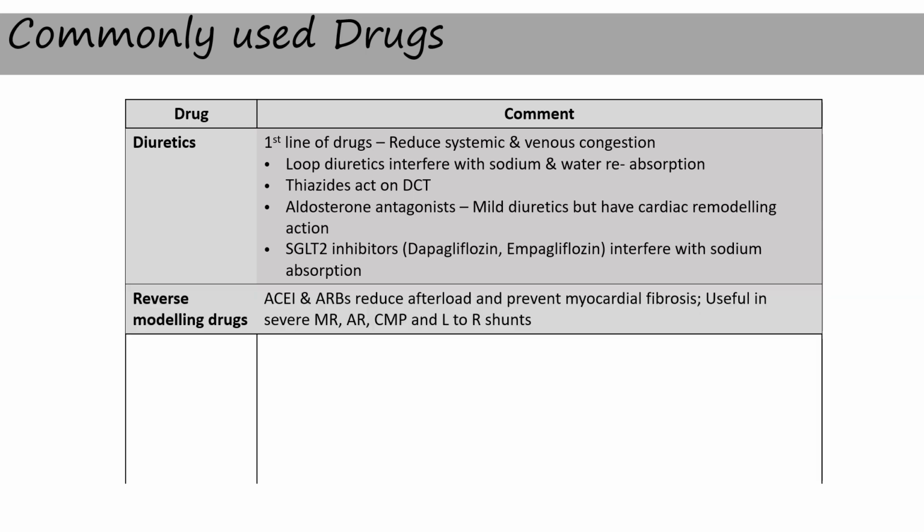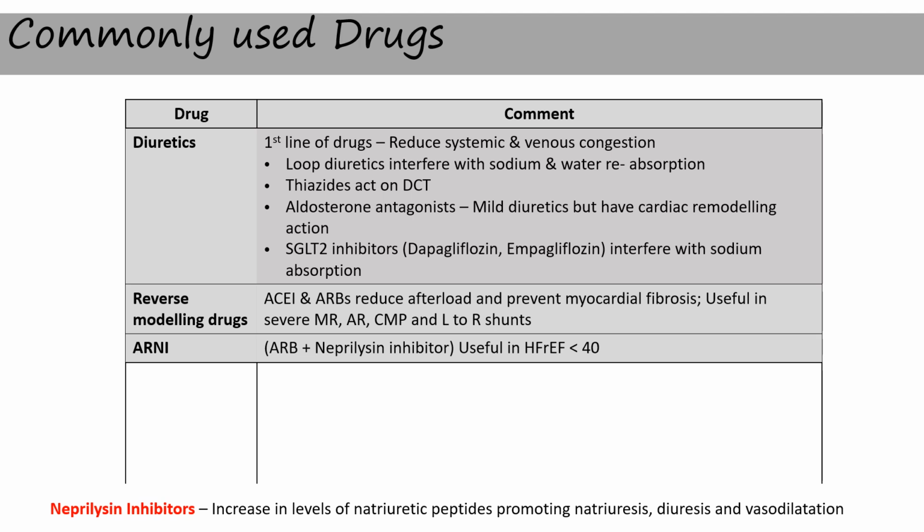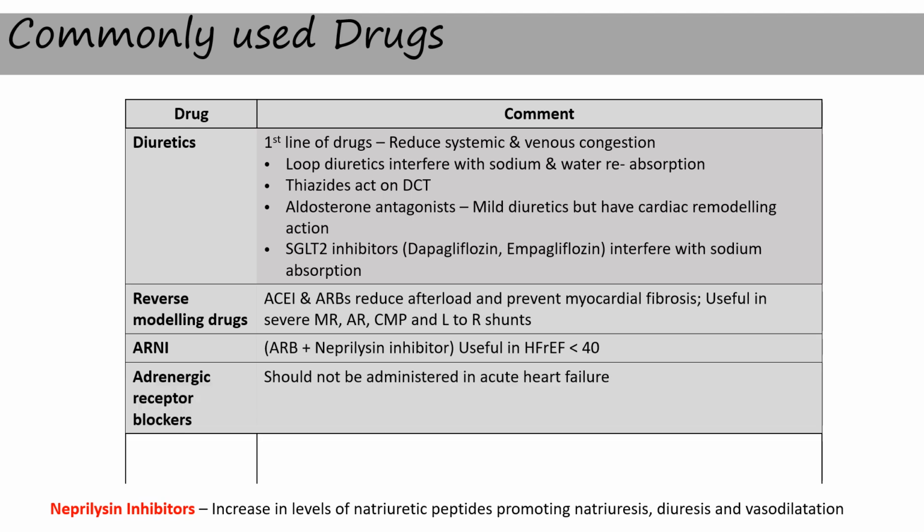Drugs which reverse remodeling include ACE inhibitors and angiotensin receptor blockers. They reduce afterload and prevent myocardial fibrosis. They are useful in severe MR, that is mitral regurgitation, aortic regurgitation, cardiomyopathy, and left to right shunts. ARNI, that is ARB plus neprilysin inhibitor, are useful in heart failure with reduced ejection fraction of less than 40.